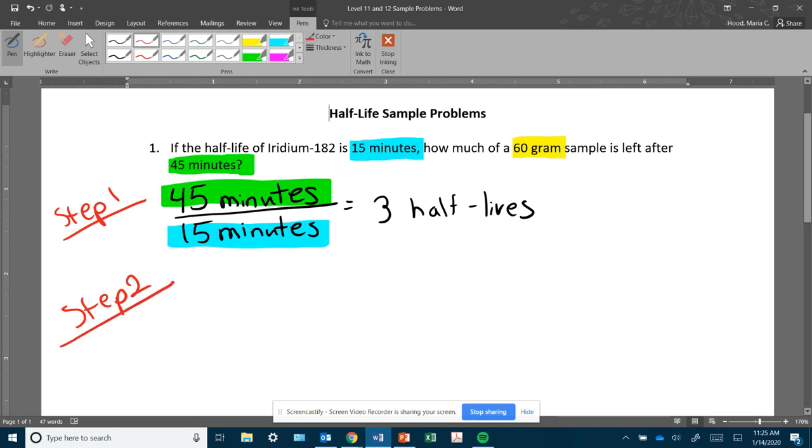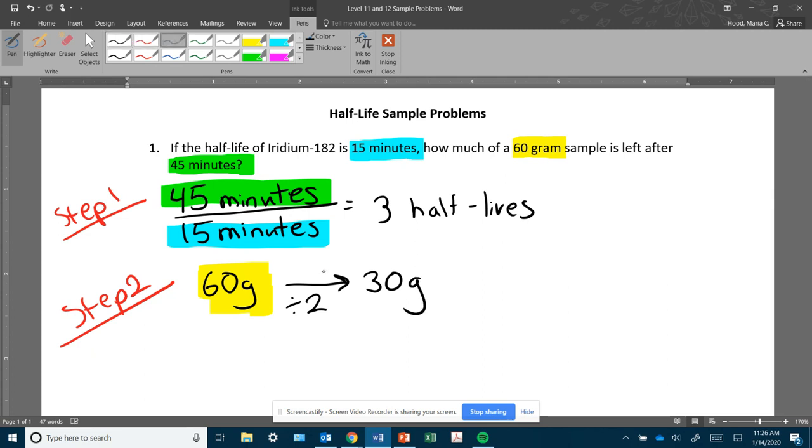For step 2, I'm going to use the number of half-lives to find out how much of my substance is left over. I'll start out with the original amount of the sample, which in this problem was 60 grams. To find how much of our substance is left after 1 half-life, I'll divide my original amount by 2. I'm cutting it in half. When I do that, I'll get 30 grams.